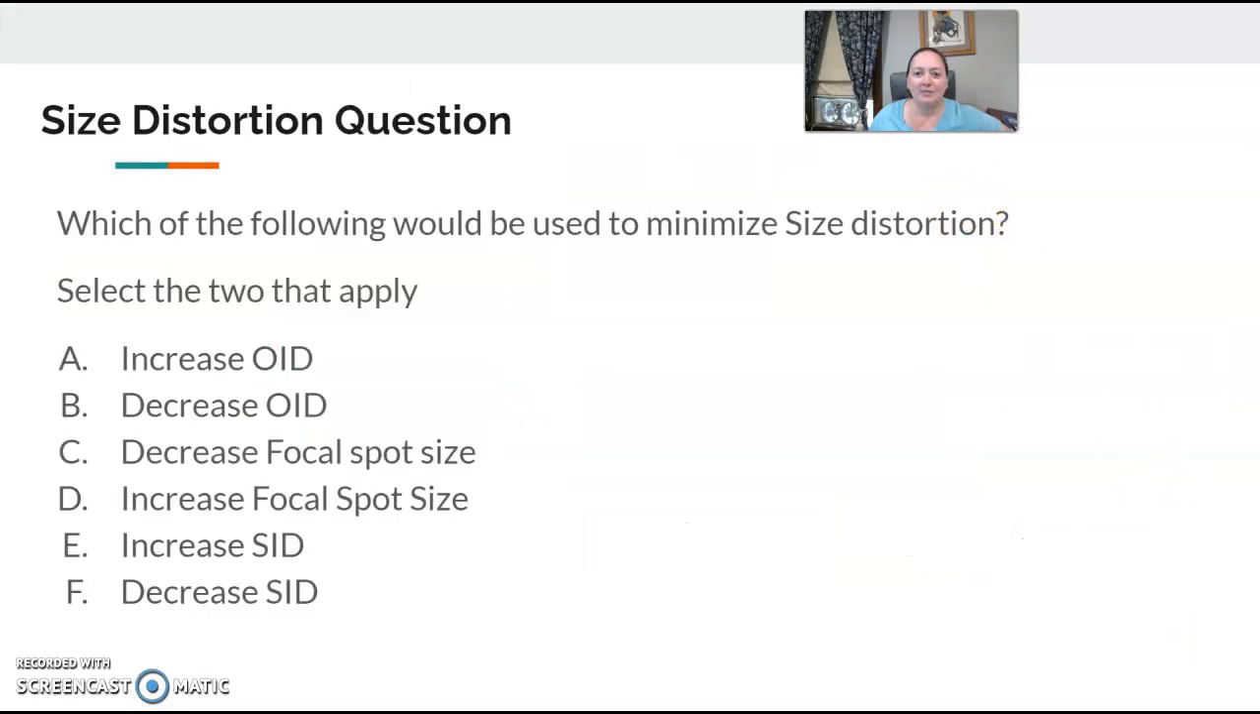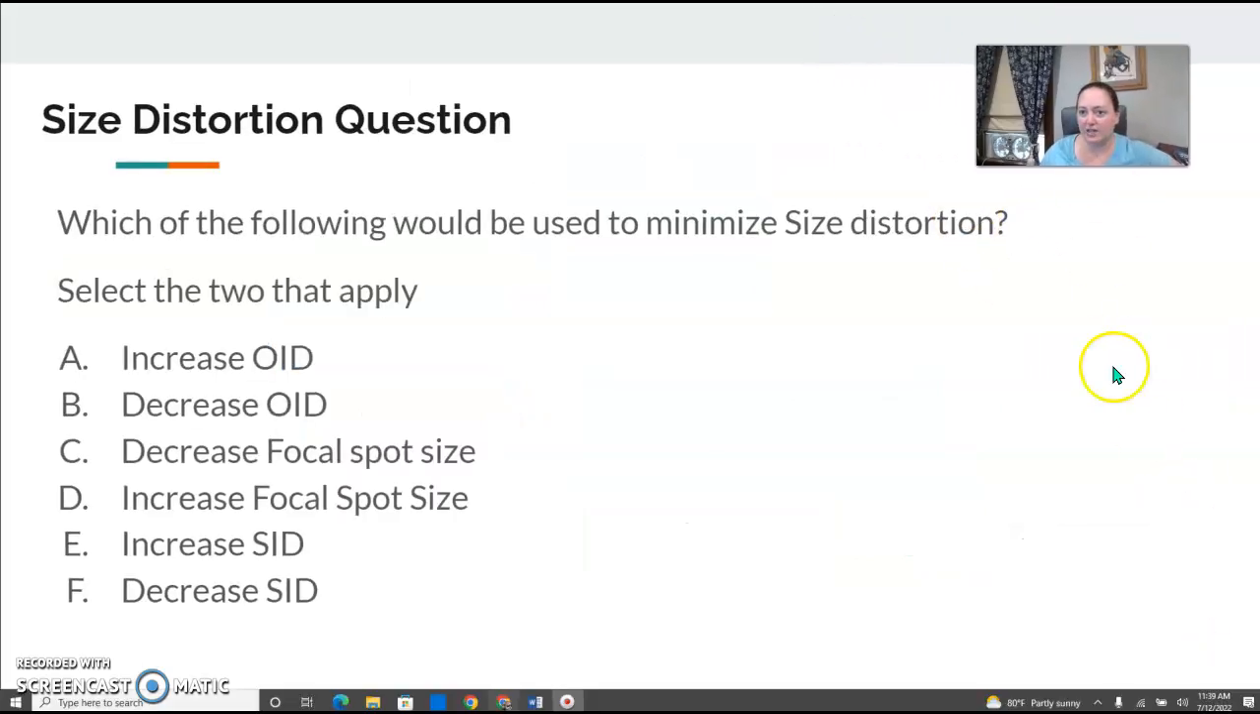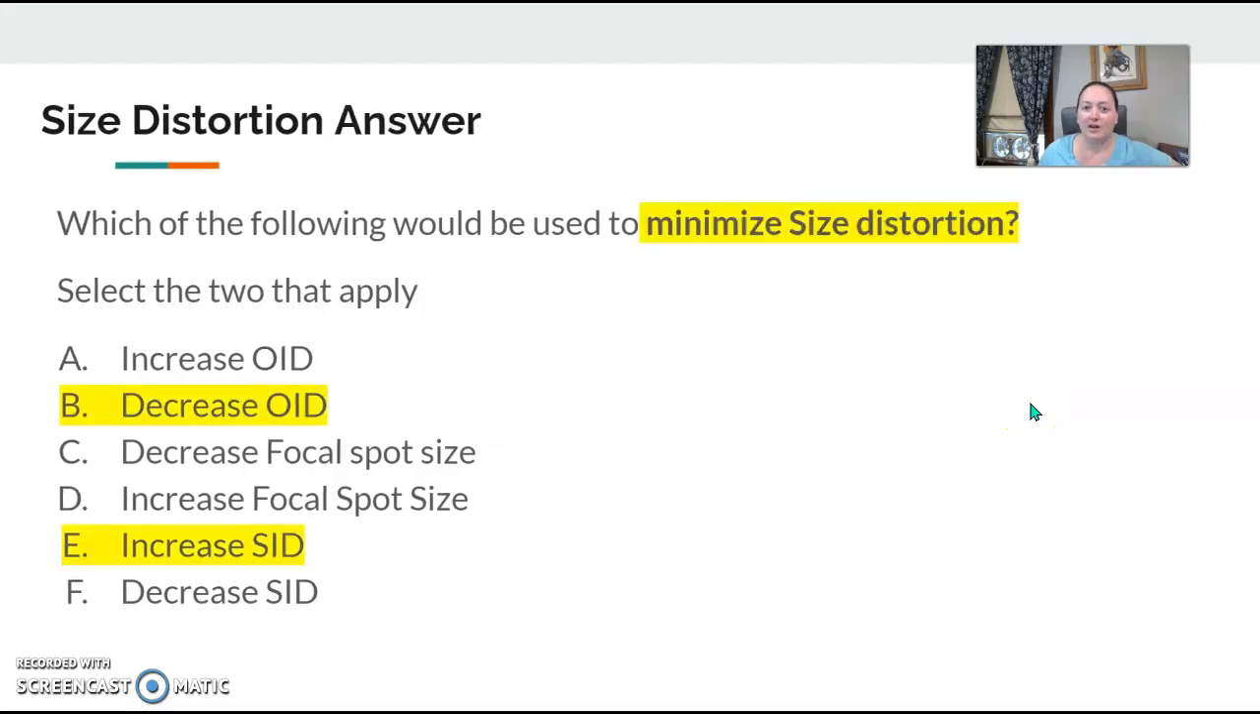If you have a better one, let me know. And then these are just a few practice questions for size distortion. Which of the following would minimize size distortion? Knowing the controlling factors for size distortion is key, right? And we know that what controls size distortion mainly is OID and then SID. Focal spot size does not play in distortion. It has no effect. So we know that to minimize size distortion, we need a small OID and a large SID.